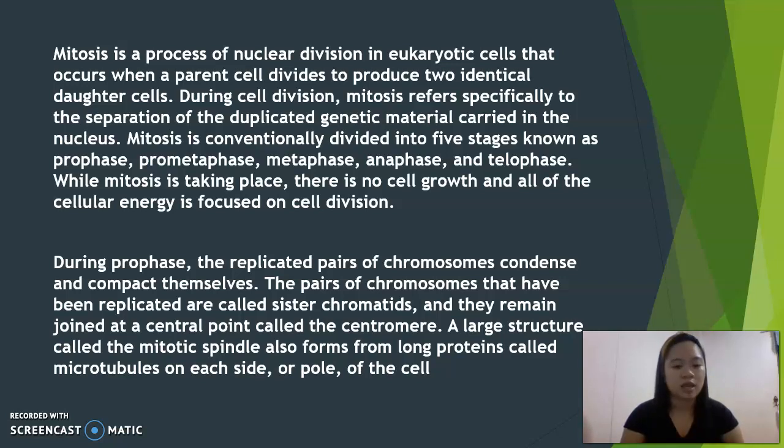While mitosis is taking place, there is no cell growth and all of the cellular energy is focused on cell division. During prophase, the replicated pairs of chromosomes condense and compact themselves. The pairs of chromosomes that have been replicated are called sister chromatids, and they remain joined at a central point called the centromere. A large structure called the mitotic spindle also forms from long proteins called microtubules on each side or pole of the cell.